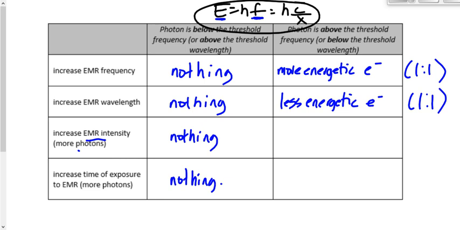But it's a less energetic shopping cart, or a less energetic electron that's ejected. If you have 15 cars, you get 15 shopping carts going flying. But there'll be 15 less energetic shopping carts because the cars weren't moving as fast. The cars didn't have as much energy.